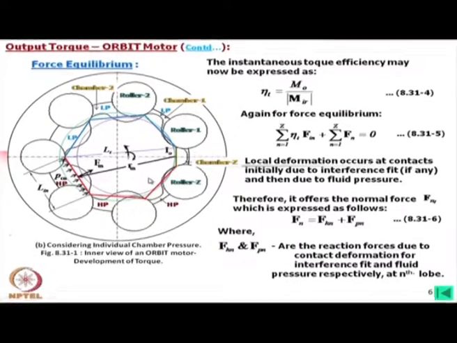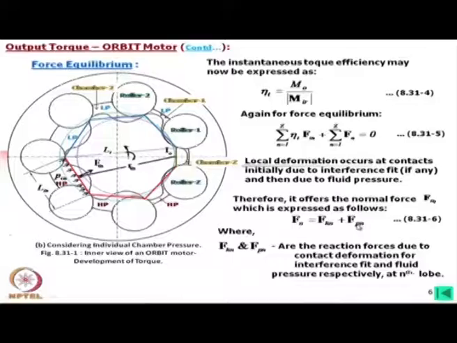So, if we consider that no output torque is required at 0 pressure, ideally just flow is given, it should be able to rotate, but we will find that it requires some amount of torque because there is an interference fit. This means that some contacts are already deformed, and due to that the force H n is there. Now, we add fluid pressure because the output torque is there.